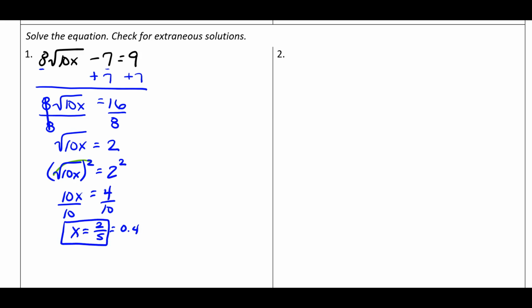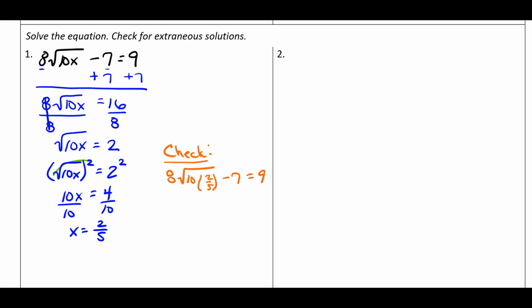Now, I probably shouldn't have boxed that just yet, because we need to make sure this actually works. So I'll erase that, because if it doesn't work, then we're going to say no solution here. So we're going to plug this back in. We're going to check by taking this back to the original problem. So 8 times the square root of 10 times 2/5 minus 7 is 9.